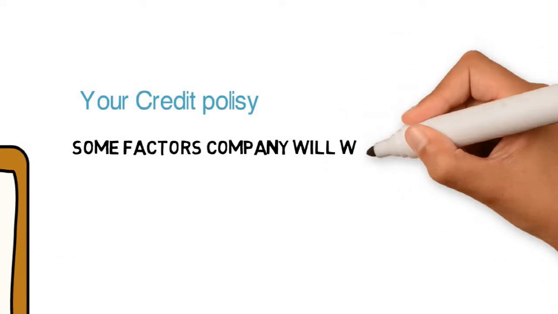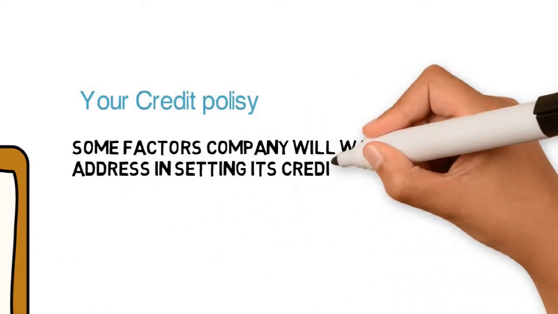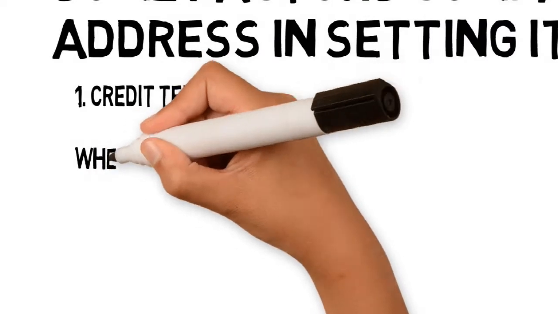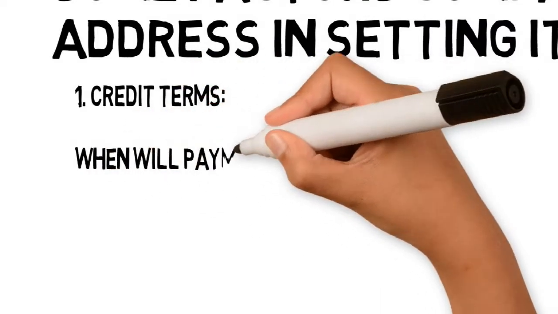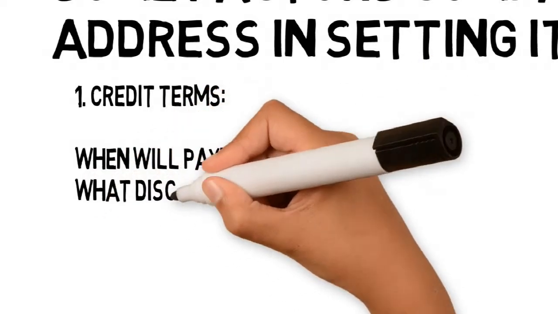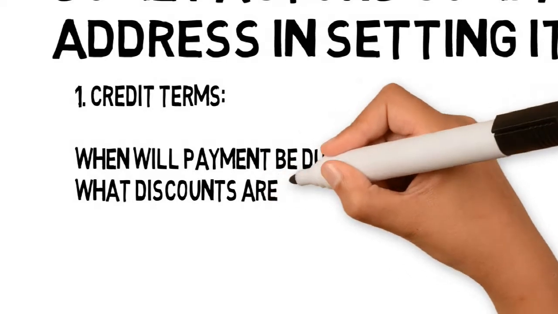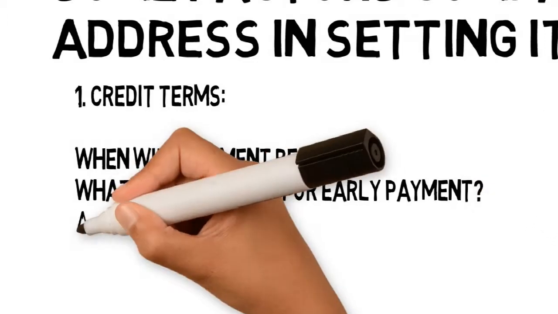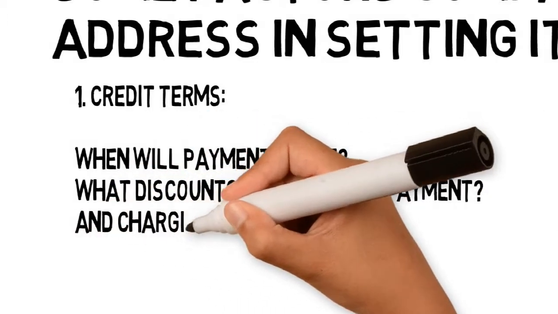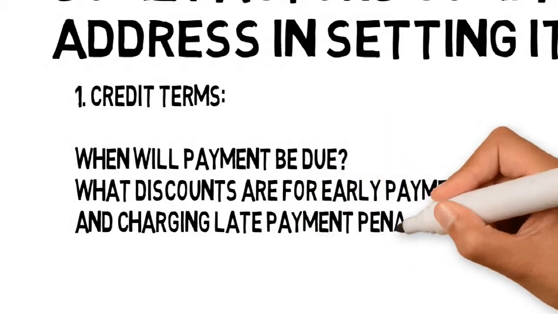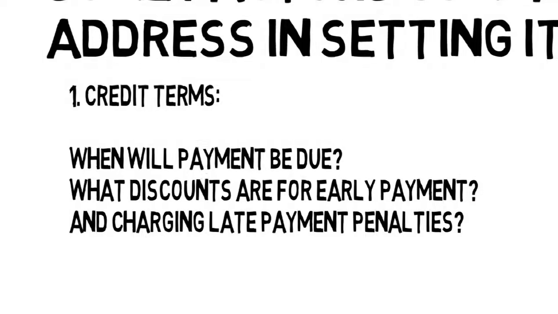Some factors a company will want to address in setting its credit policy include three questions about credit terms: When will payment be due? What discounts are offered for early payment? And are late payment penalties charged? The credit terms offered to customers for early payment need to be sufficiently lucrative for them to want to pay early, but not so lucrative that the seller is effectively paying an inordinately high interest rate for the use of the money that it is receiving early. Find out what the usual percentage is in your industry by asking others in a professional association.